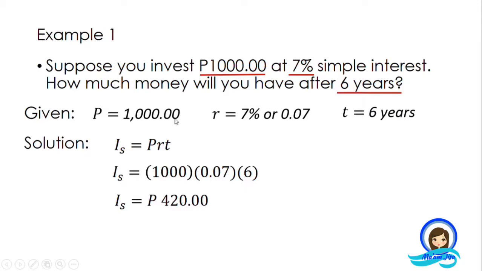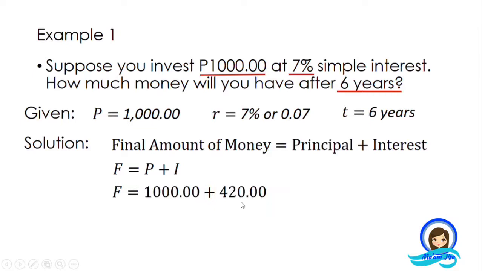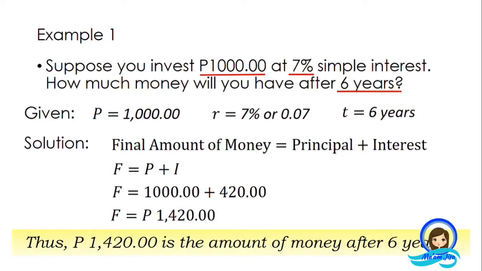But the question is asking how much money you will have after 6 years. The question is asking for the total amount that you will have after 6 years. To solve that, the final amount of money equals principal plus interest. You just need to add the computed interest to your principal. Since our principal is 1,000 and our interest is 420 pesos as we have computed earlier, the final amount of money is 1,420 pesos. This is the total amount of money after 6 years, and we have answered our question in our first example. Let's have another example.